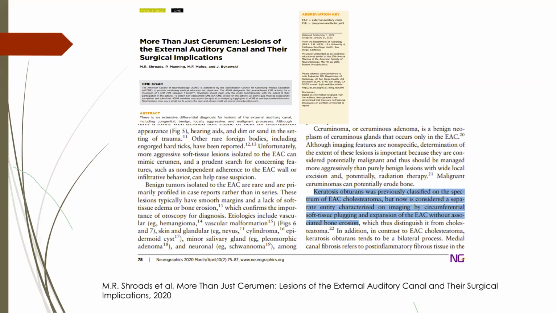Just looking through some articles, there was an article done at the University of California, San Diego in 2020, looking at keratosis obturans and comparing the different pathologies of the external auditory canal. They stated that keratosis obturans, which was previously classified in a spectrum of external auditory canal cholesteatoma, is now considered a separate entity, characterized on imaging by circumferential soft tissue plugging and an expansion of the external auditory canal without associated bone erosion, which distinguishes it from cholesteatoma. It's just one of the articles that supports what is described in this research.